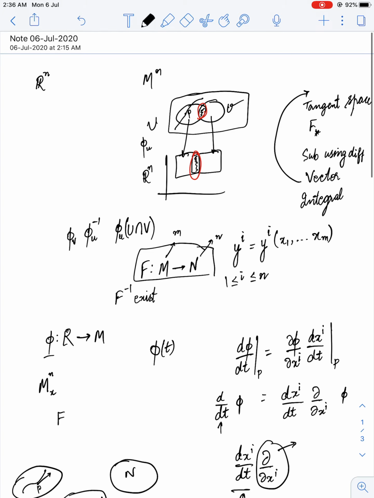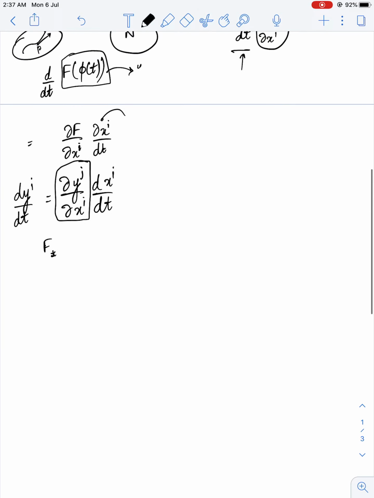He talks about Sard's theorem as well, which I was not at all able to understand, and I don't find its importance as well. Sard's theorem. Now we will come to the idea of submanifold.